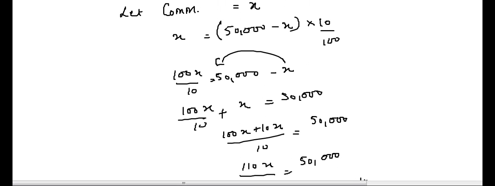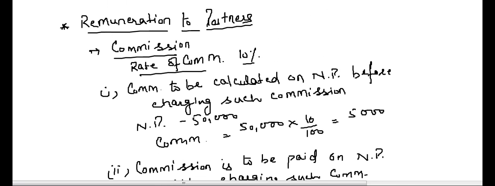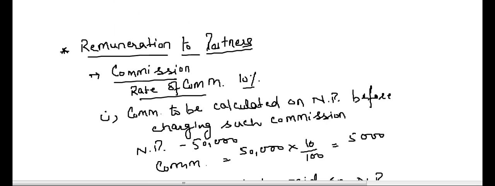I have taken the commission as x. Now what is the amount of commission? It is on profits after commission. Clear? So these are the two cases regarding the payment of commission to partners. Remuneration to partners: salary is simple. The partnership deed provides for the payment, and we have to pay that. If the partnership deed is silent as to the remuneration, the provisions of Indian Partnership Act 1932 will apply, which says that no remuneration is to be paid.